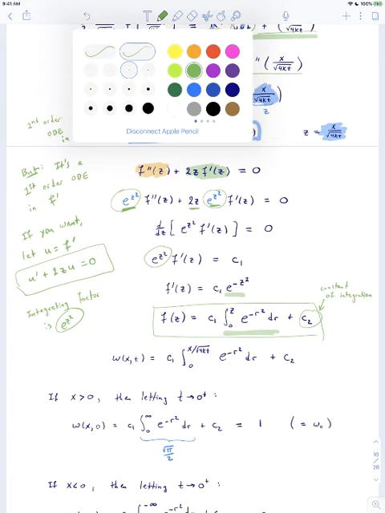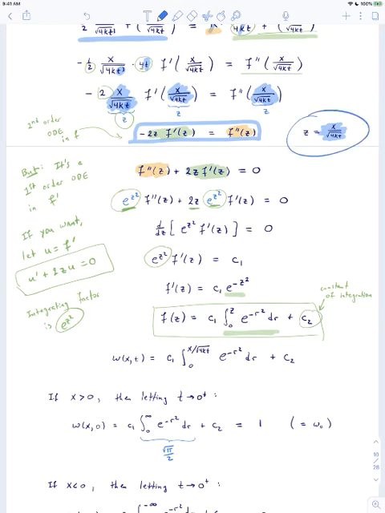Let's just change the color again. Let me just rewrite that. z is equal, it's a little bit sloppy, let's try that. z is equal to x over the square root of 4kt.